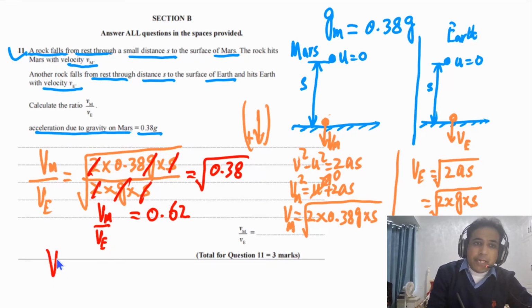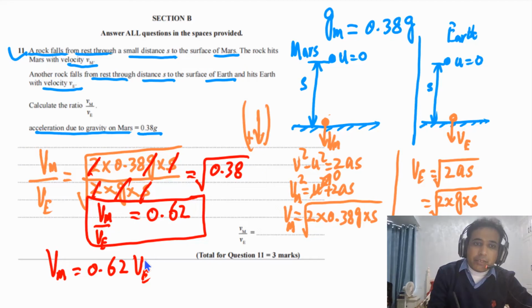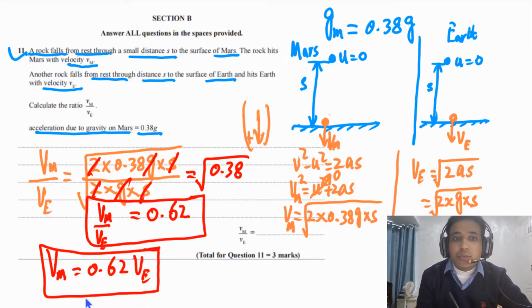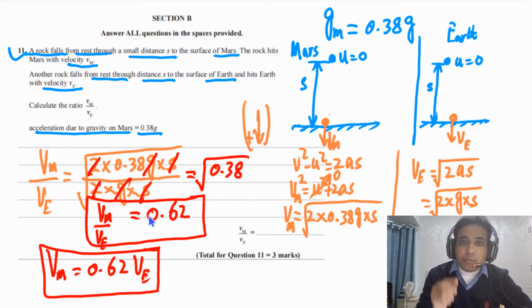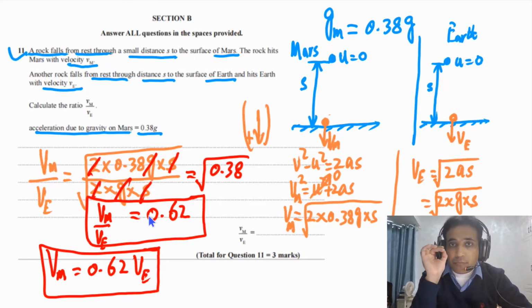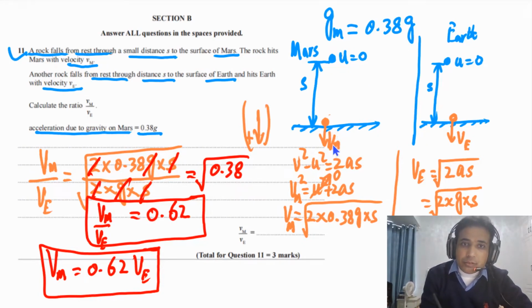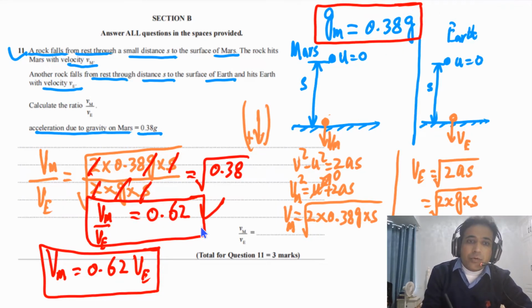So it means vm is slower, equal to about 0.62 of ve. For the answer of this question, this is the answer, but you can compare how fast they are. vm is equal to 0.62 times ve. The speed on the surface of Earth is faster because the acceleration is greater, and this value is lower because acceleration on the surface of Mars is smaller. So this is our final answer.